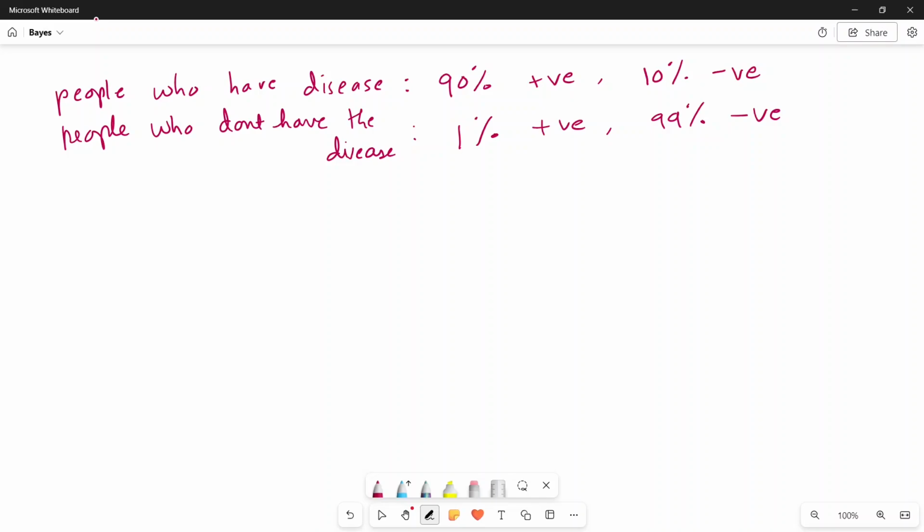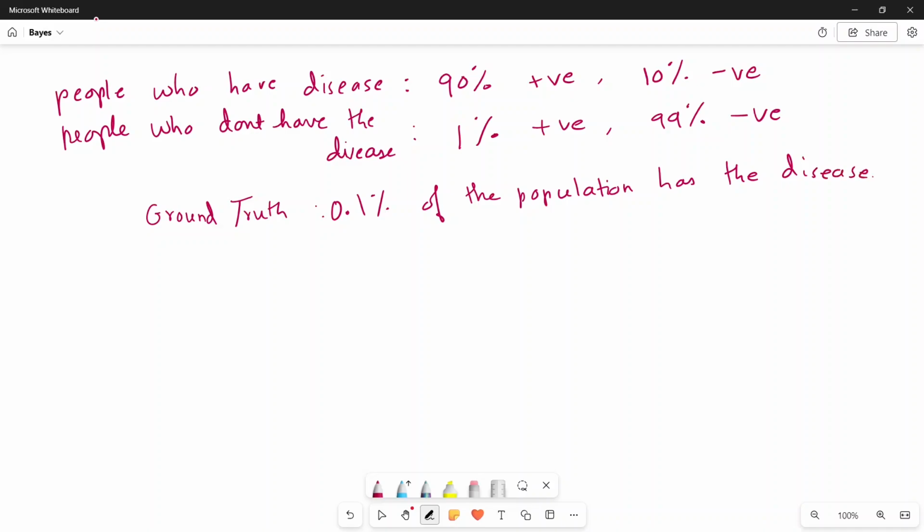Now the actual ground truth is that only 1% of the population, or not even 1, let's say only 0.1% of the population actually has the disease. That is our ground truth or estimate. Only 0.1% of the population actually has the disease.